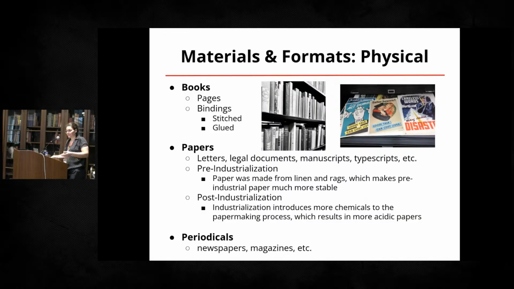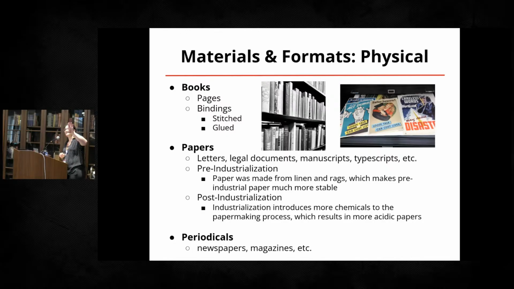So, getting into the materials and formats. When we're talking about physical materials, books are a big one. So we're thinking about paper and pages that are going to maybe need some attention. The bindings of books could have been stitched, they could have been glued, depending on how they were manufactured. Paper makes up a lot of family treasures and documents. We're looking at letters, legal documents, maybe some manuscripts, typescripts, handwritten notes, those sorts of things.